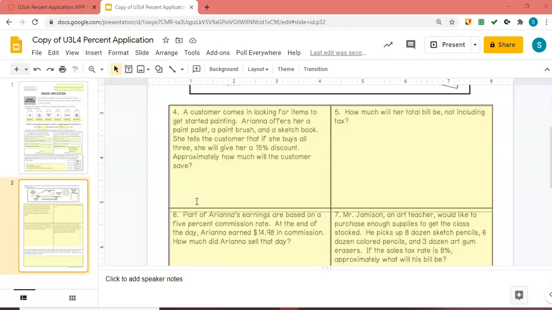A customer comes in looking for items to get started painting. Ariana offers her a paint palette, paint brush, and a sketchbook. She tells the customer that if she buys all three, she will give her a 15% discount. Approximately how much will the customer save?